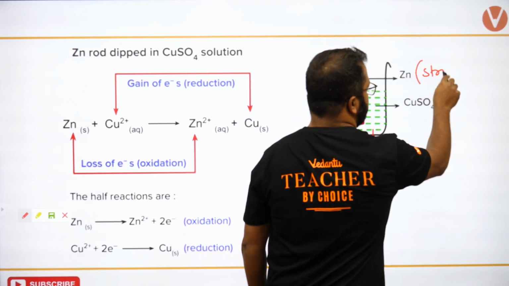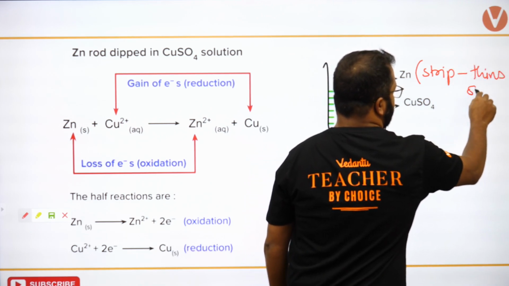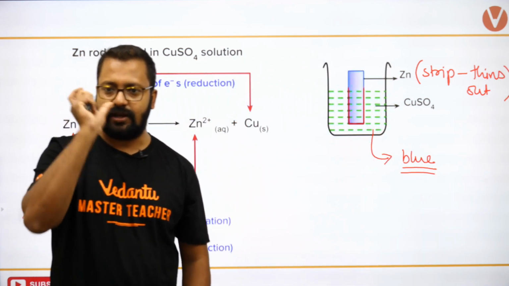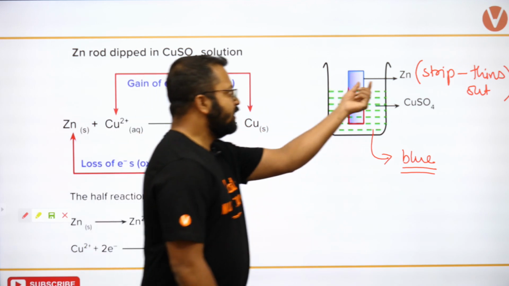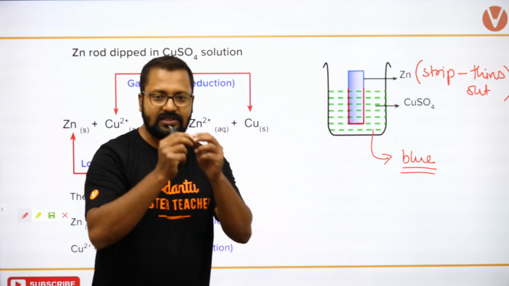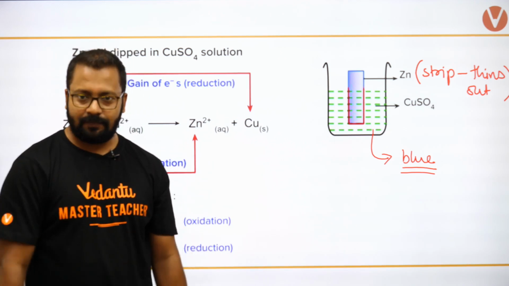strip thins out. मतलब ये strip का जो thickness है वो कम होता जा रहा है. Okay, you will see that the thickness of this strip will start decreasing because zinc will be getting lost in the solution to form zinc sulfate.